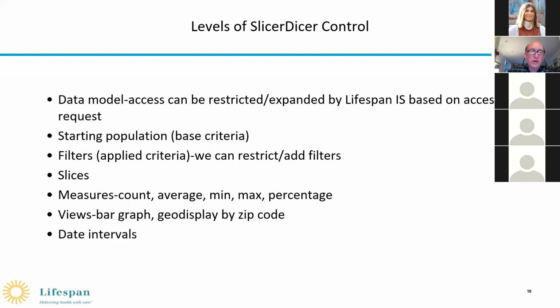The most common one, as you would imagine, is simply the count. How many surgeries meet these criteria? How many admissions met those criteria? But in certain situations, you can also look at the average, percentages, etc. There are different types of views, so you can look at your standard traditional bar graph, vertically or horizontally, stacked graphs. There's even a geo display by zip code. And then you can slice it by different data intervals.